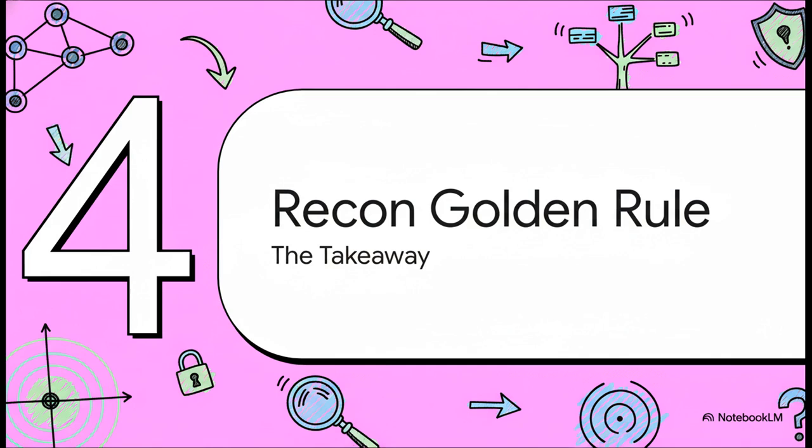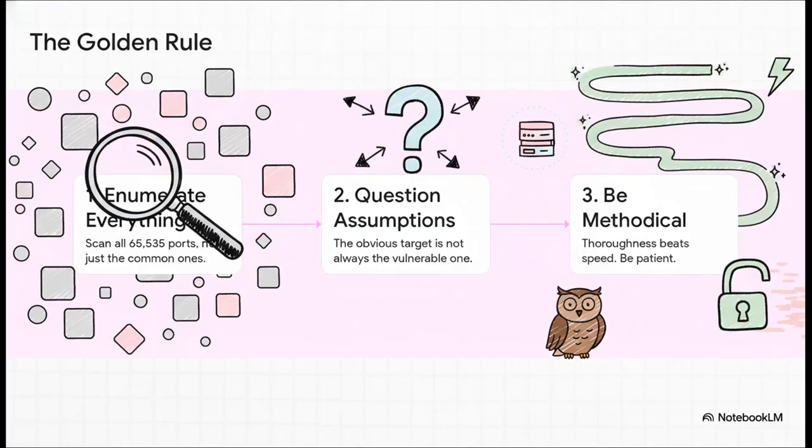This is what lets us zoom out from just this one Kioptrix puzzle to the universal lesson it teaches us. This isn't really about one virtual machine. It's about a fundamental rule of information gathering, or what we call reconnaissance. All this really boils down to what we can call the golden rule of recon. Number 1, enumerate everything. I'm not talking about just scanning the top 1,000 ports. I mean scan all 65,535 of them.